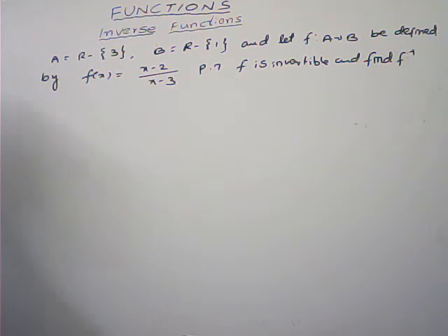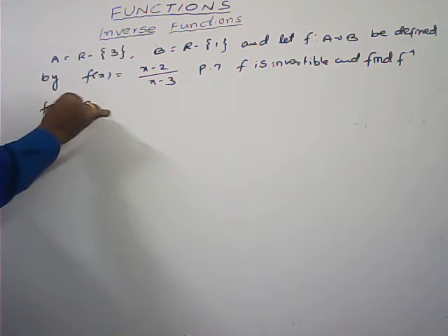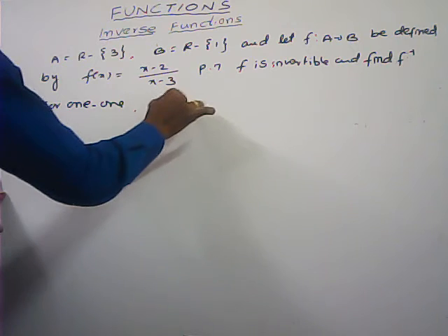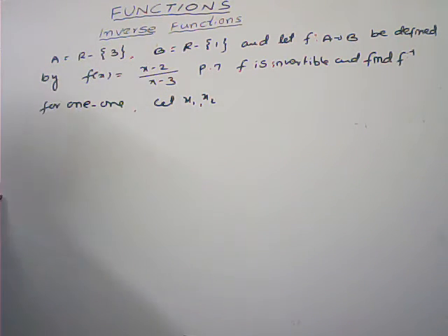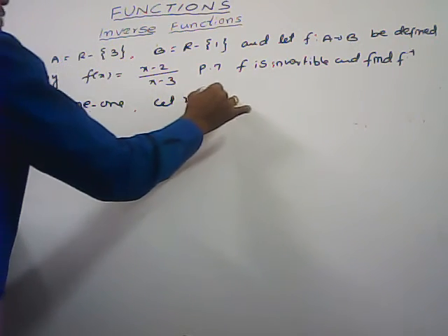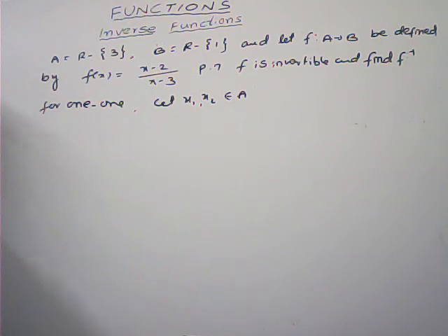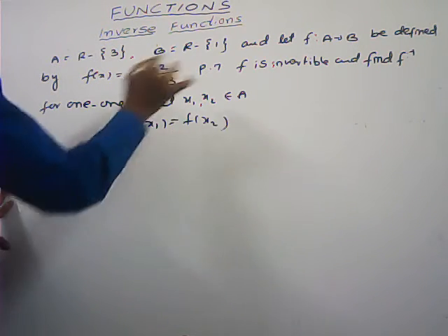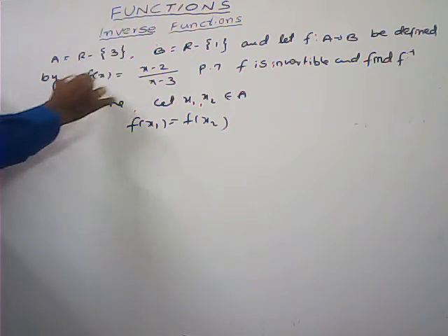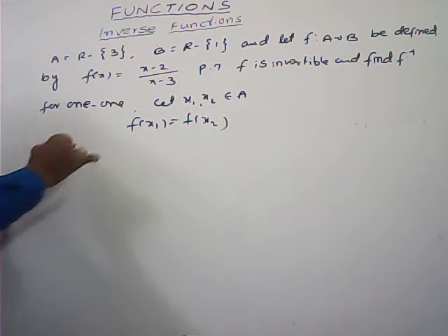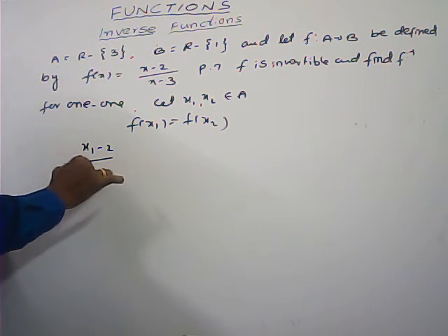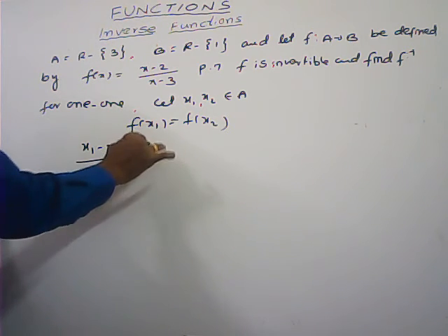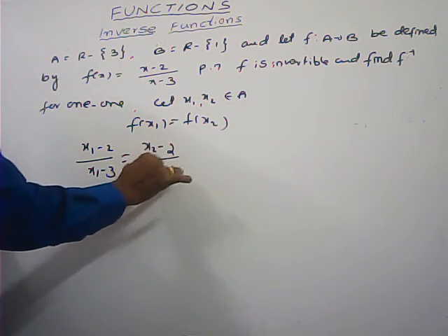Just now we discussed that one. Again here also we can discuss. For 1, 1, you can take any two elements in the given domain. Here domain I am taking A only. x1 comma x2 belongs to A, where A is equal to set of all the real values except 3, and f of x1 is equal to f of x2. Here what is the function? x minus 2 by x minus 3. F of x1, how to get that one? Replace x by x1 only. x1 minus 2 by x1 minus 3 is equal to f of x2, x2 minus 2 by x2 minus 3.